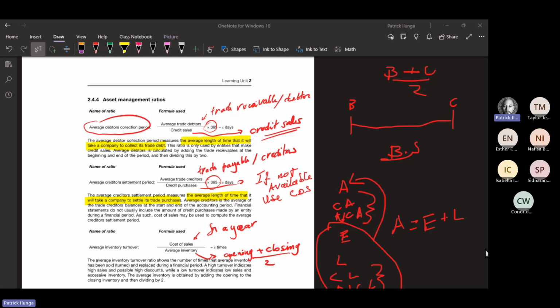Nafisa, if you can unmute yourself. I'm not too sure when you say "unfortunately, not too sure." What is it? You're not going to sell your long-term assets to settle short-term, I hope that's what you're saying, right?